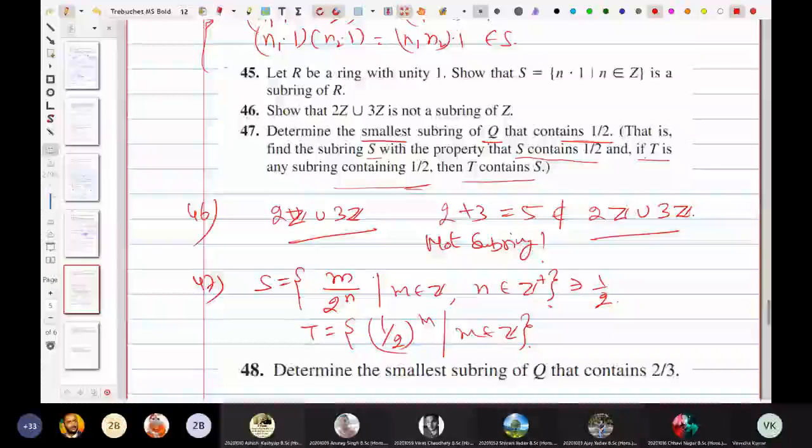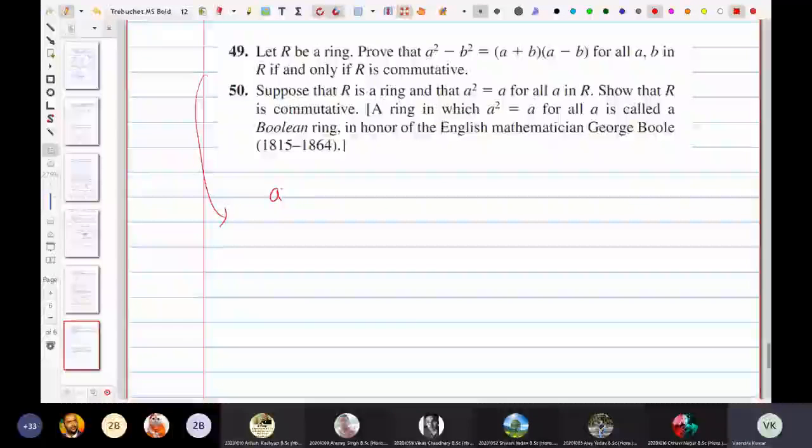The 48th question is similar to that. You can do it yourself. Question number 49 is easy. You can write a plus b and a minus b, and then a squared minus b squared, and plus or what, minus ab.